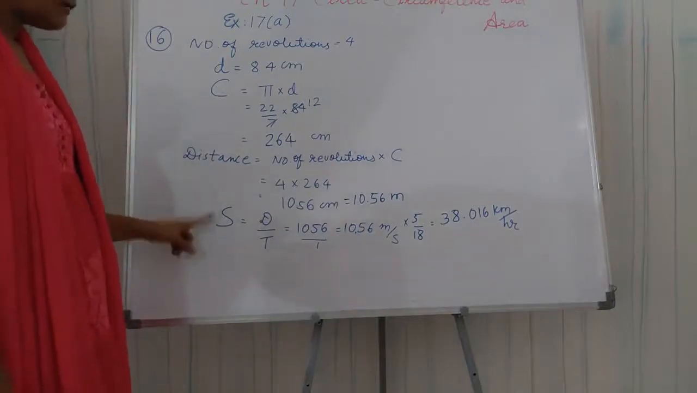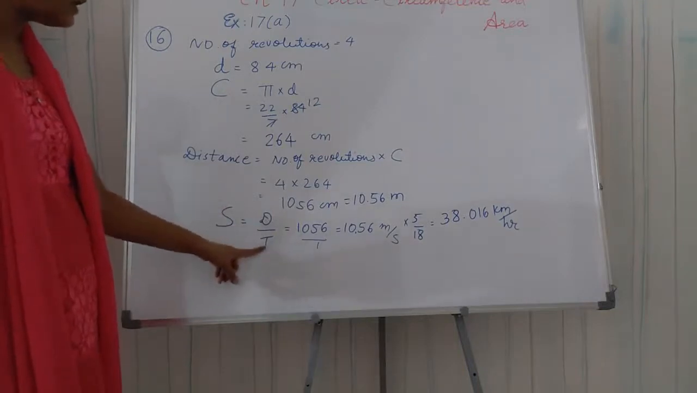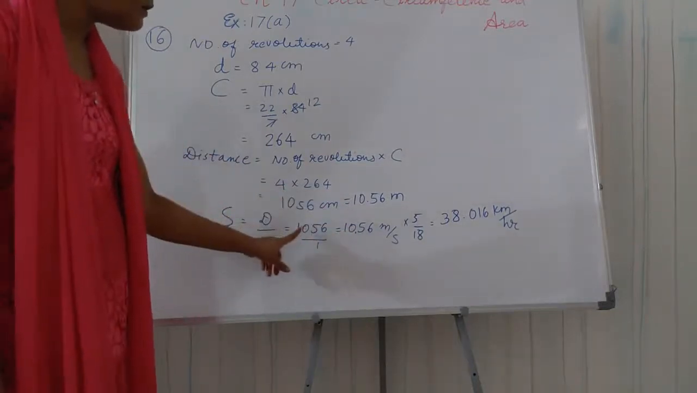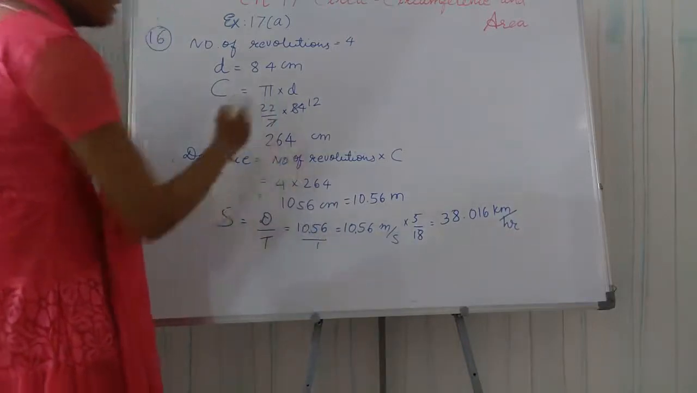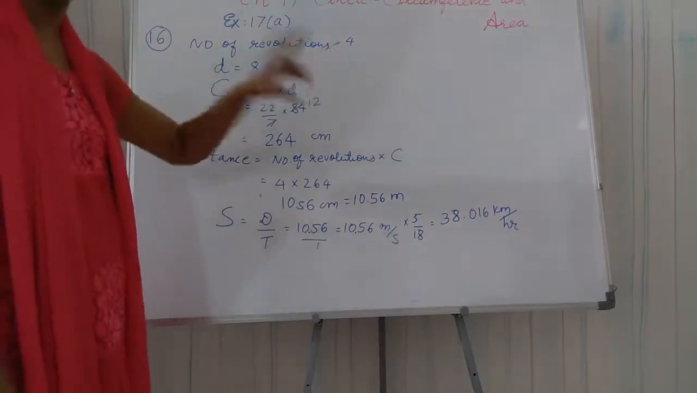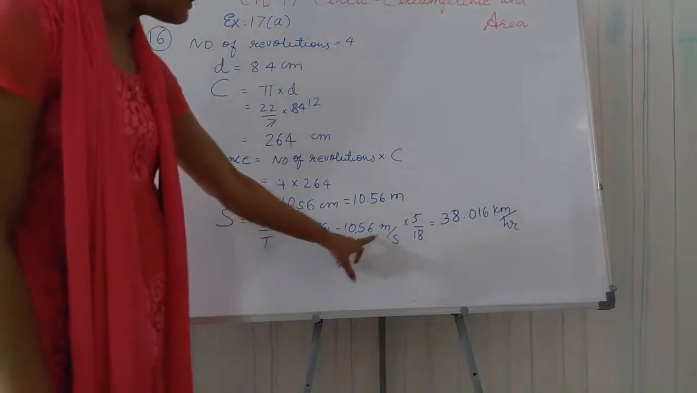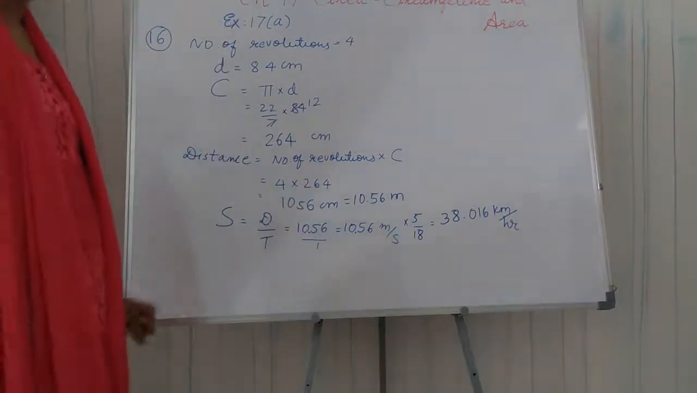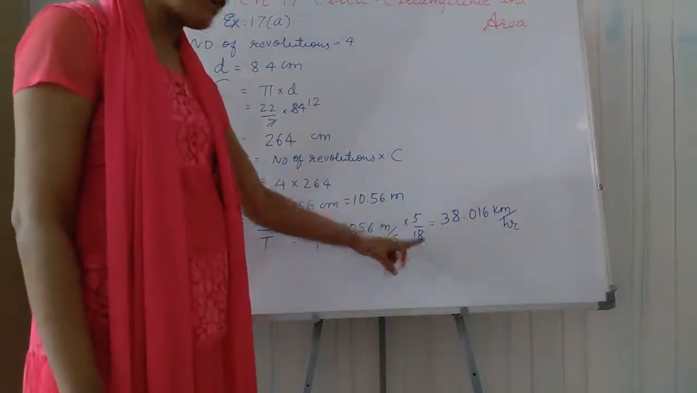Now आपको पूछा गया है find speed. So speed is equal to distance upon time. So distance is 10.56 meter and in 1 second, because it is given in the question that it makes 4 revolutions in 1 second. So time is 1 second. So 10.56 meter by second. But if you want to convert it into kilometer by hour, you have to multiply by 5 by 18.